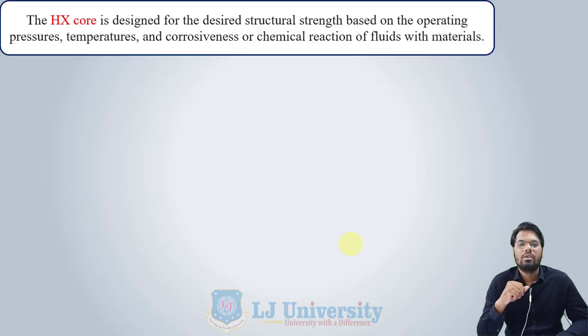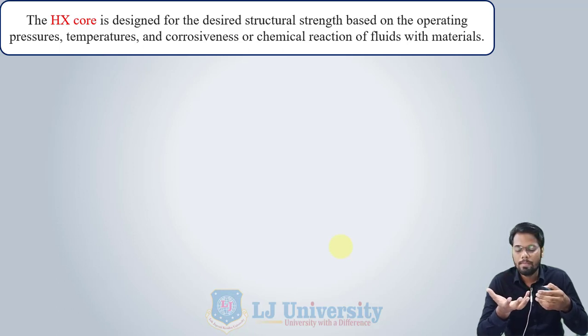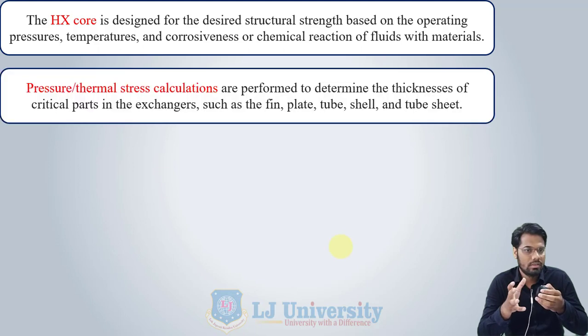For the overall effectiveness of the heat exchanger, the heat exchanger core is designed for the desired structural strength, because the core is the main portion of the heat exchanger where all the main heat transfer takes place. Based on operating pressure, temperature and corrosiveness or chemical reaction, the core is going to be designed. Pressure and thermal stress calculations are also performed to determine the thickness of the critical parts in a heat exchanger, such as the fin, plate, tube, shell and tube sheet.